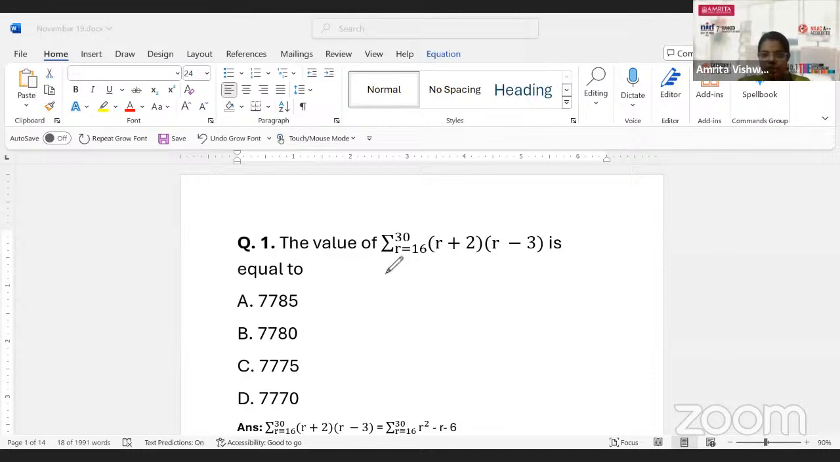The value of sigma r equal to 16 to 30, (r plus 1) into (r minus 2), is. It's a series we know, but here the limit is from 16 to 30. So you can rearrange it, apply this limit and find the value, which is equal to any of these: 7785, 7780, 7775, 7770. Which among the following is the correct answer? These types of questions often come in examinations with different limits and different terms. The value of sigma r equal to 16 to 30, (r plus 1) into (r minus 3), is equal to.